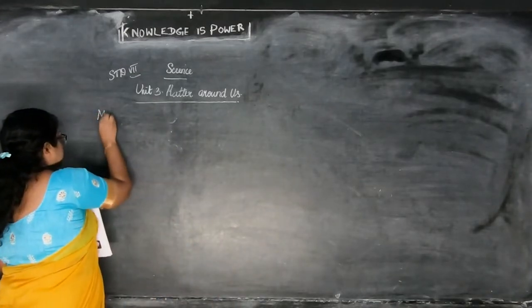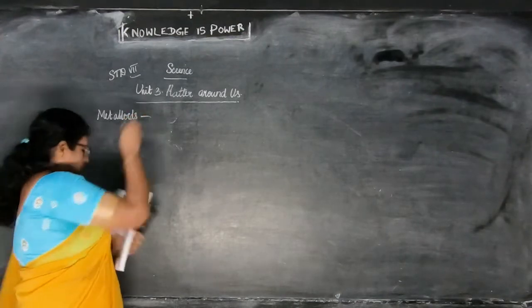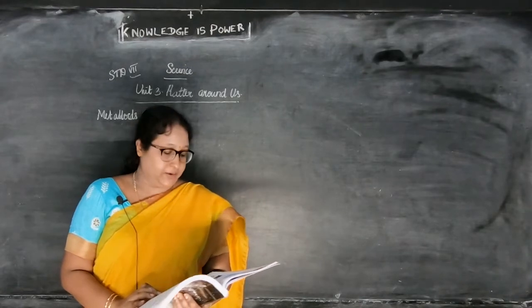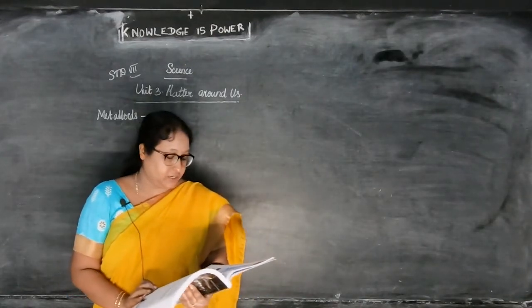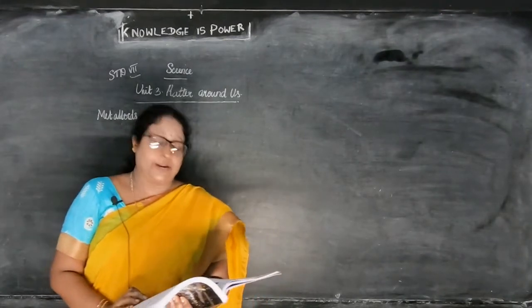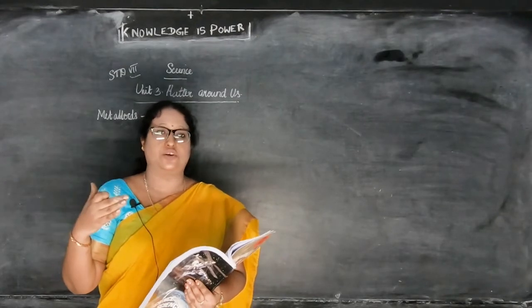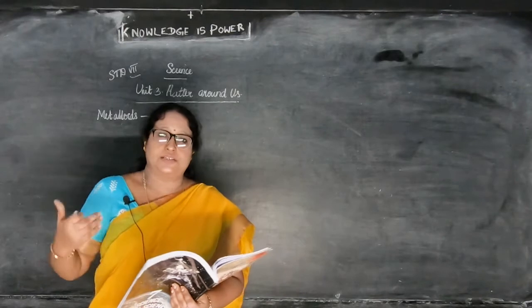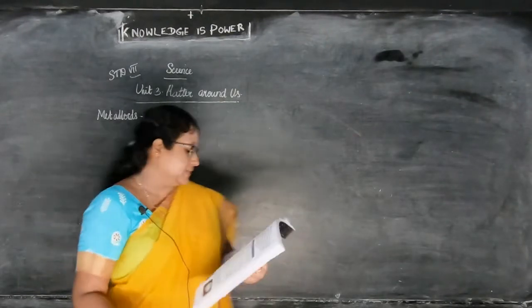So what is metalloids? That is, elements that exhibit the properties of both metals and non-metals. For example, silicon, arsenic, antimony and boron are some of the examples of metalloids. So what did I say about the properties of metals and non-metals? That metals are hard and shiny, non-metals are soft. So these combine. These properties of both metals and non-metals are called a metalloid.